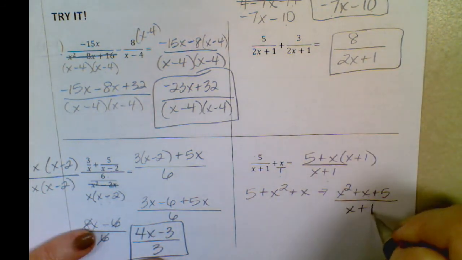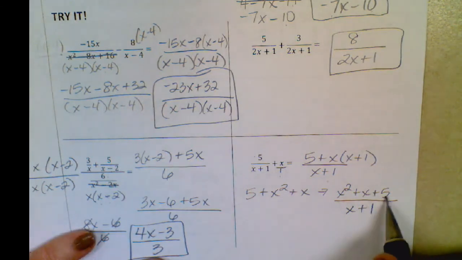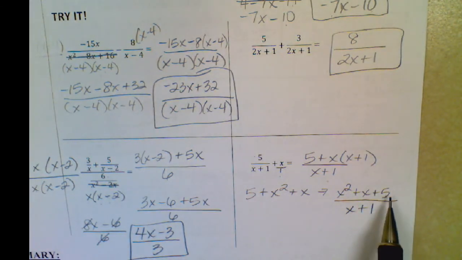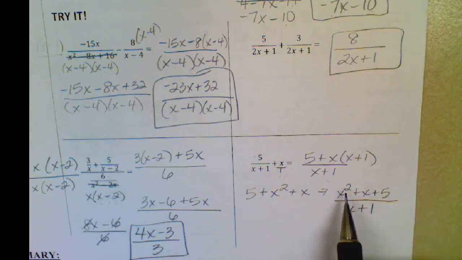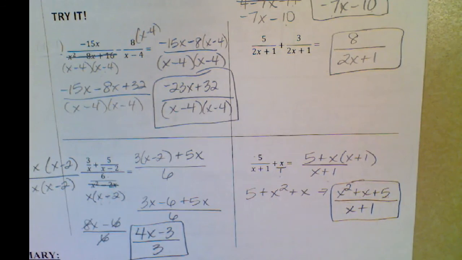Over x plus 1. And this is a prime equation. The only things that multiply to 5 are 5 and 1. Sorry about that. And so that doesn't add up to the 1 in the middle. So this is as simple as it gets. There you go. Adding, subtracting rational expressions.